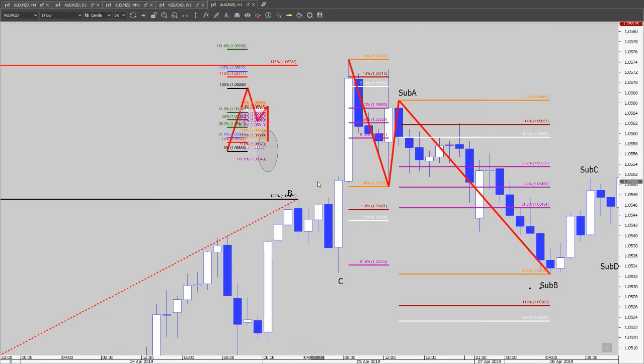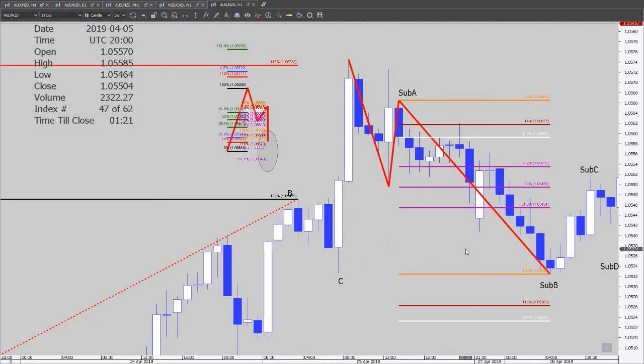And remember, if you're going to trade retracements, everybody, sometimes you are going to win, but sometimes you are going to lose. And you are going to have a losing trade if you don't know where to stop, because the market is going to reverse from a retracement to an extension. Okay? But we are here right now. This is sub A, sub B, sub C.